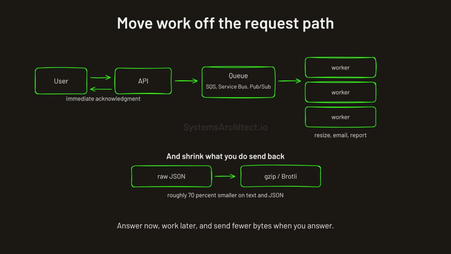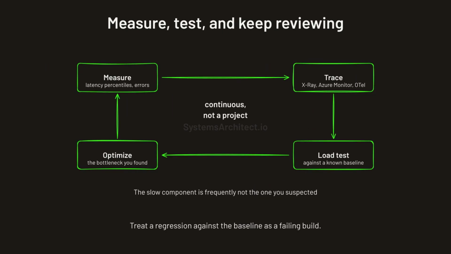Shrinking what you send matters just as much, so enable compression on responses. gzip or Brotli commonly cuts text and JSON payloads by roughly 70%. That directly reduces transfer time on mobile networks. You cannot optimize what you do not measure, so observability comes before tuning. Collect metrics for latency percentiles, throughput, error rates, and saturation across every tier. Distributed tracing shows where a single request actually spent its time. Use AWS X-Ray, Azure Monitor, or OpenTelemetry. The slow component is frequently not the one you suspected.